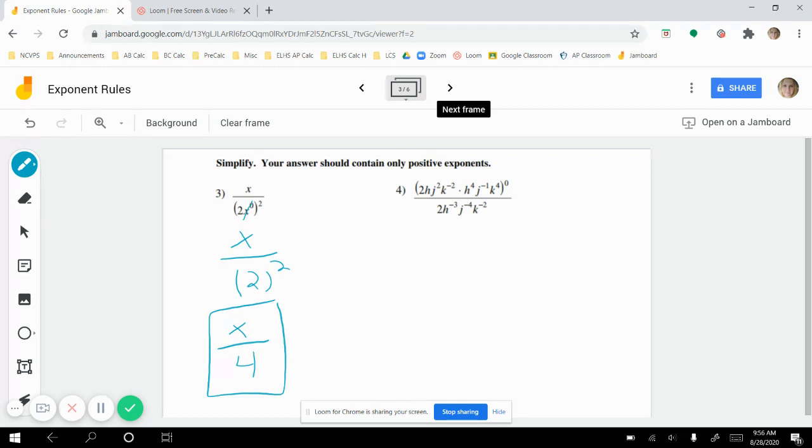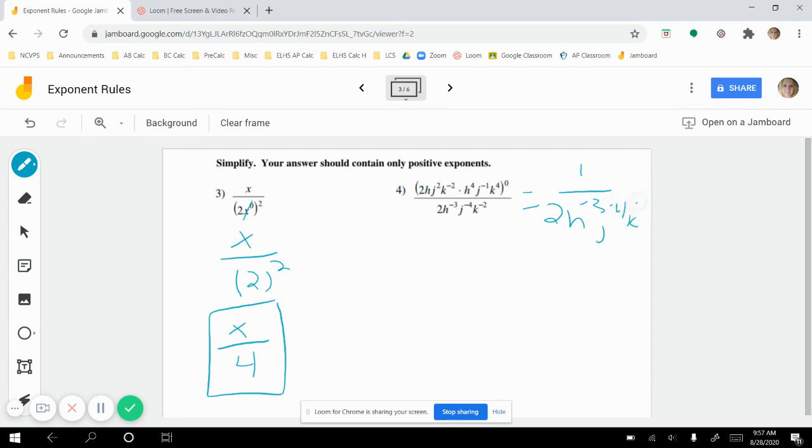Number 4, this is one that looks really difficult, but it actually ends up being pretty simple. Take a look at the top. All of that stuff inside the parentheses, notice it's raised to the 0 power. And we just said anything to the 0 power is 1. So that's just a big 1 on the top. That's it. And then we still have everything the same on the bottom.